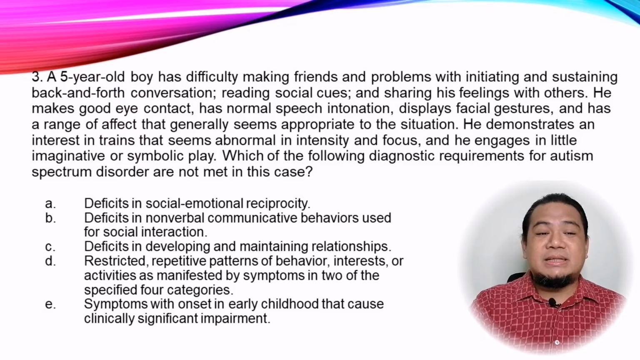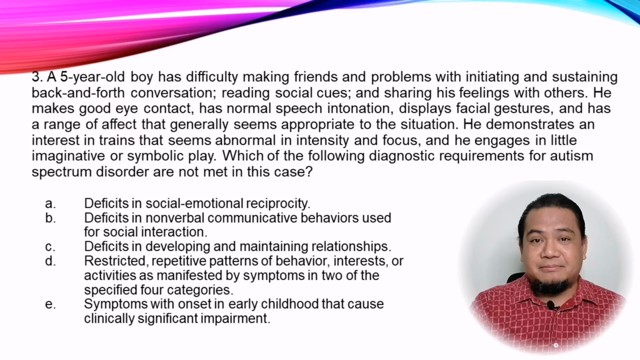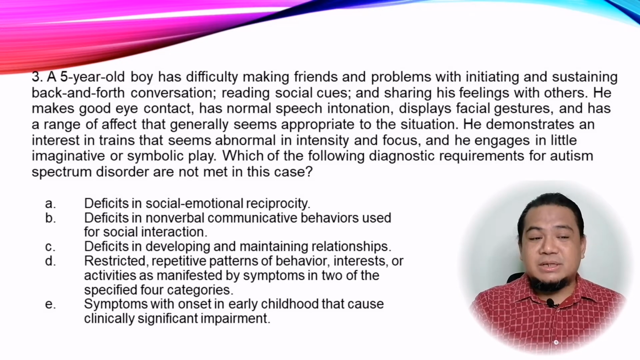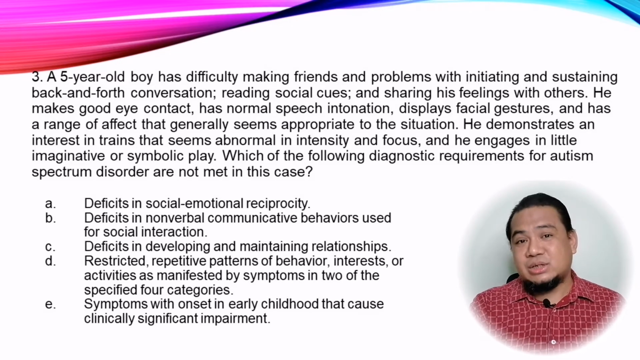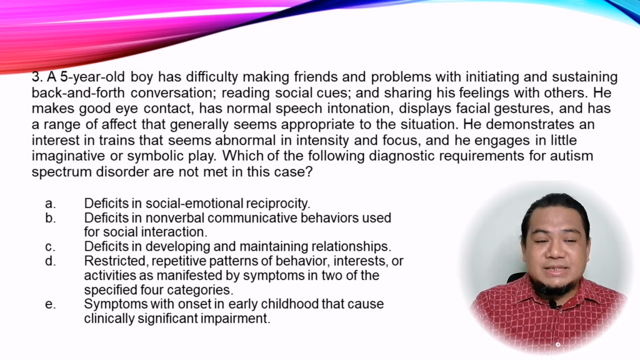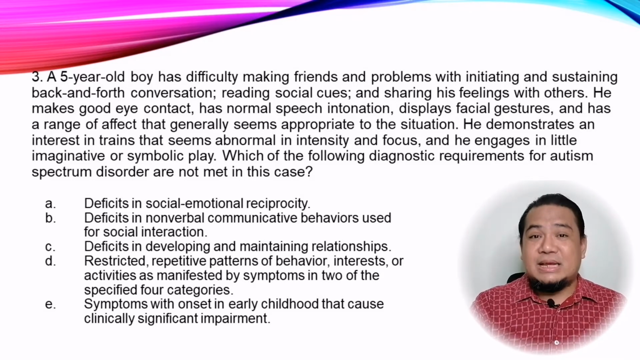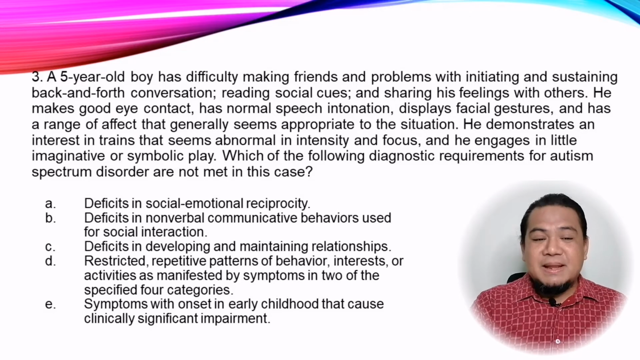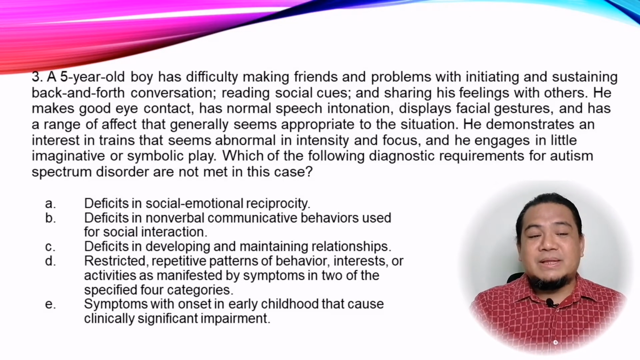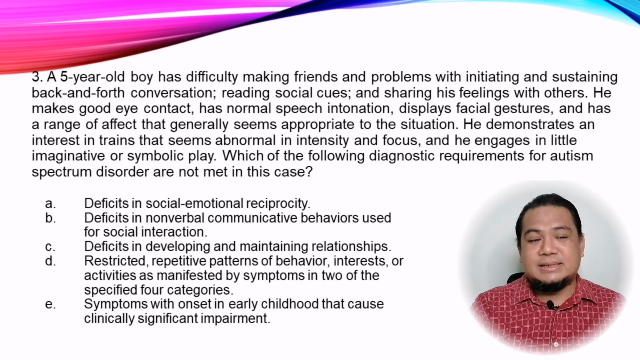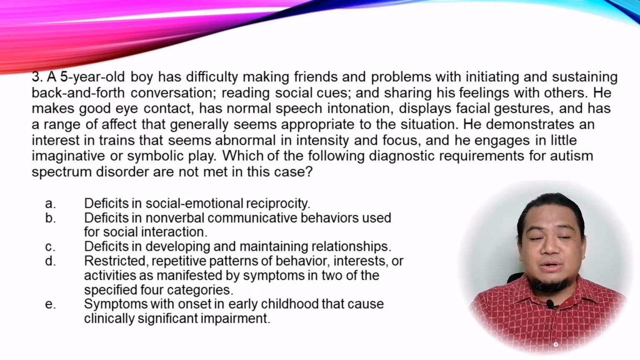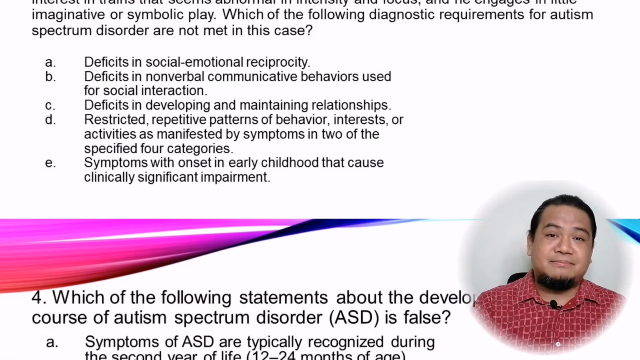A. Deficit in social emotional reciprocity. B. Deficit in nonverbal communicative behaviors used for social situation or interaction. Letter C. Deficits in developing and maintaining relationship. Letter D. Restricted, repetitive patterns of behavior, interests, or activities as manifested by symptoms in two of the specified 4 categories. Or letter E. Symptoms with onset in early childhood that cause clinically significant impairment.